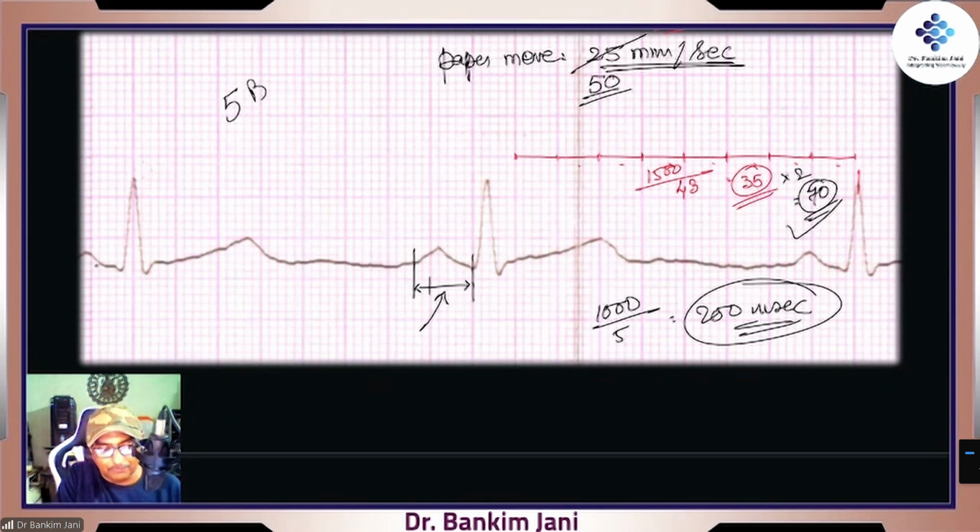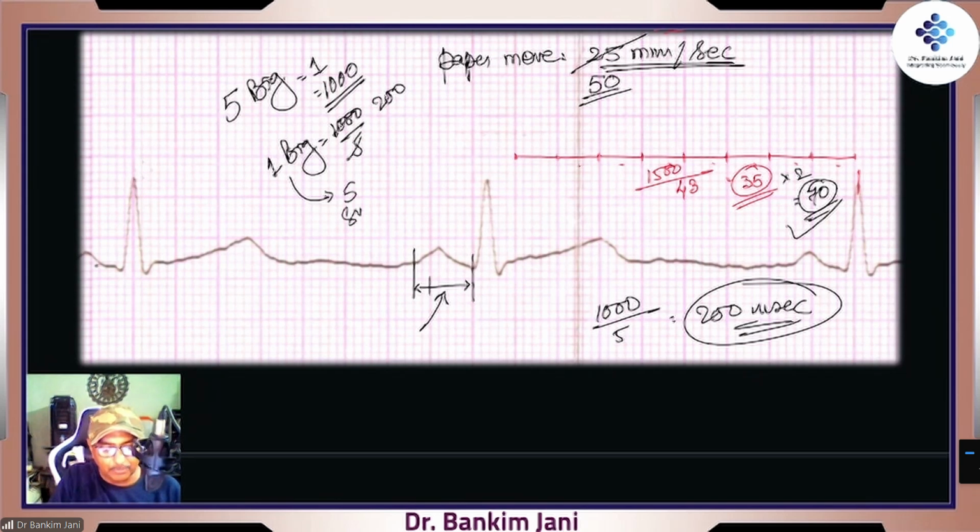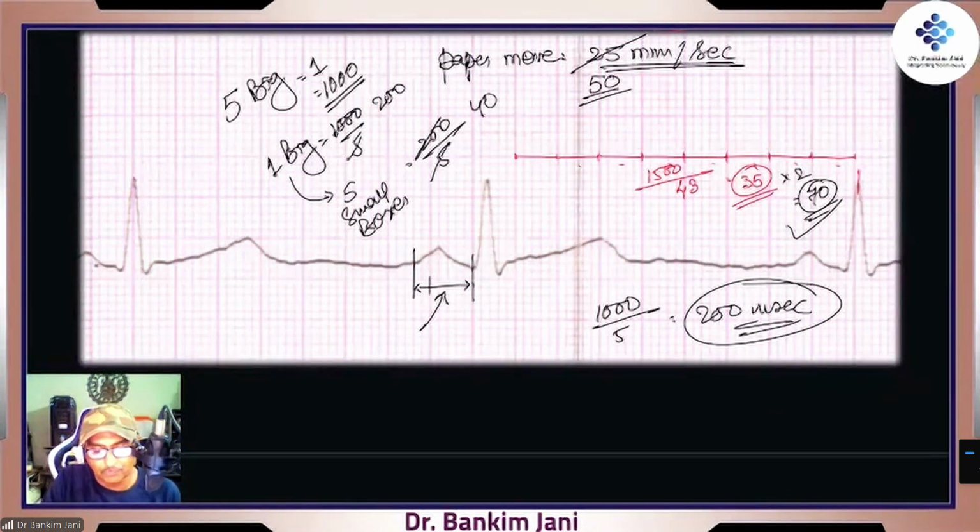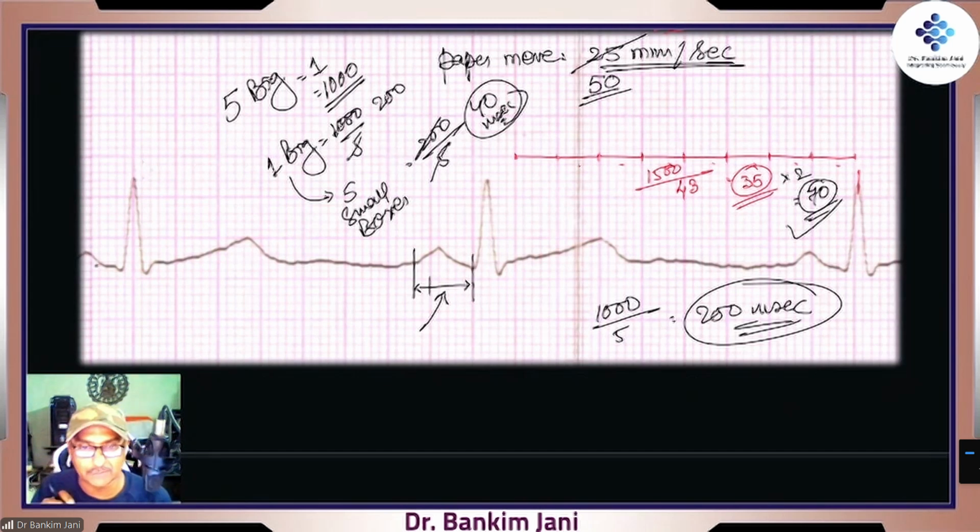There were 5 big boxes that took 1 second. 1 second is equal to 1000 milliseconds. So one big box would be 1000 divided by 5, so it is 200. Now in one big box, there are 5 small boxes, correct? So 200 again divided by 5. That would be how much? 40 milliseconds. This means every small box is 40 milliseconds.